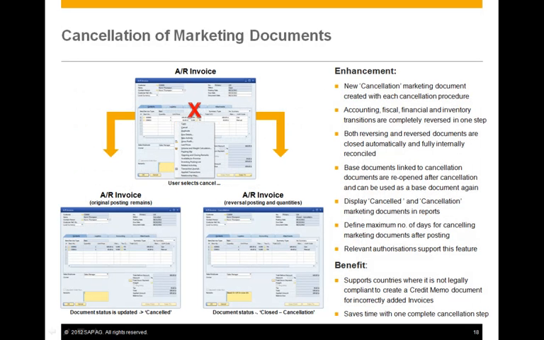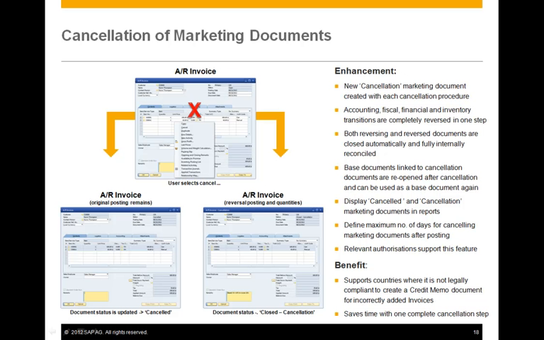In some countries, it is not legally compliant to create a credit memo for an incorrectly added invoice. The invoice itself should be cancelled instead. This function is commonly known as void, or voiding an invoice or store no, and is currently supported in Business One with limited scope for certain document types only.